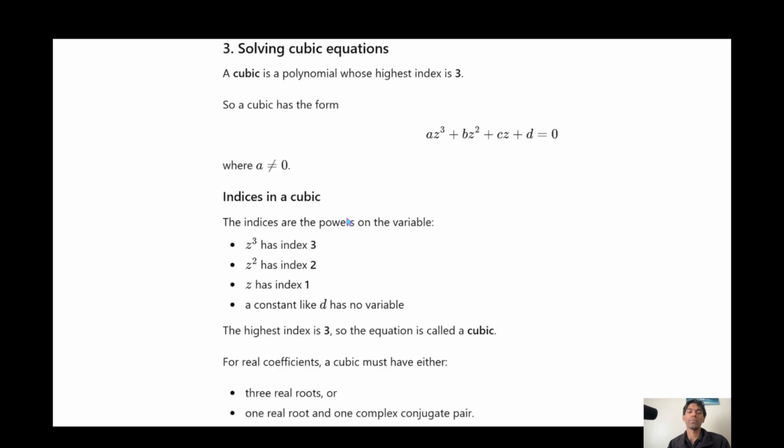Indices in a cubic. The indices are the powers on the variable. So z to the power 3 has index 3, z to the power 2 has index 2, z has index 1. A constant like d has no variable. The highest index is 3, so the equation is therefore called a cubic. For real coefficients, a cubic must have either 3 real roots or 1 real root and 1 complex conjugate pair.